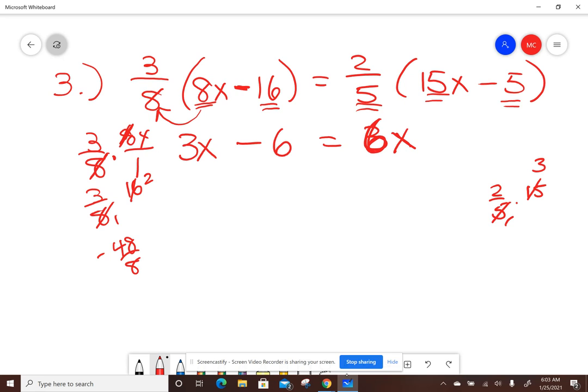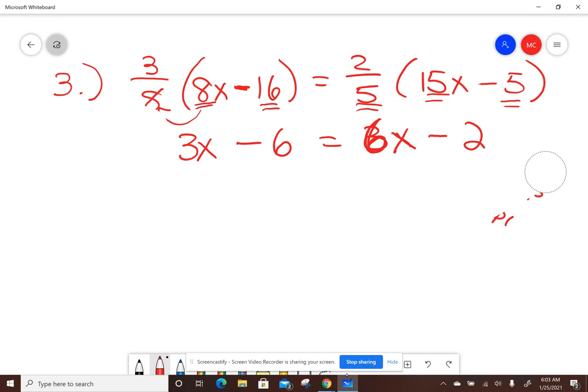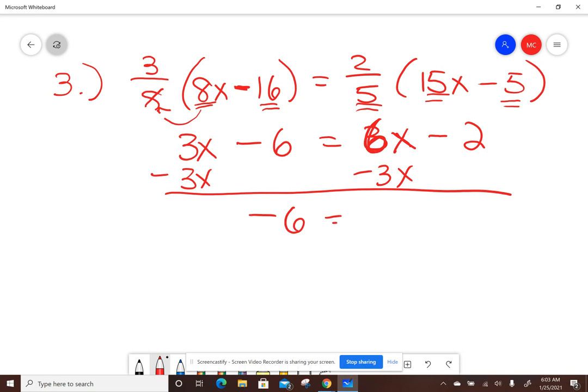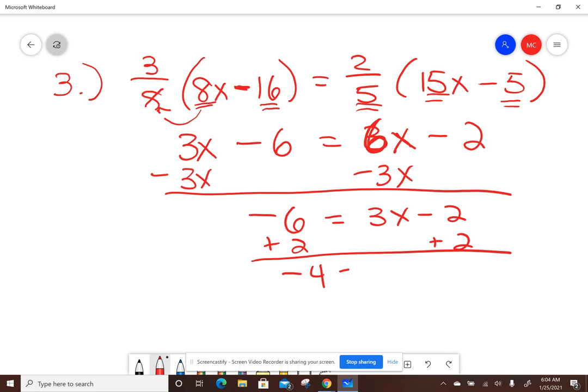And 2/5 times negative 5 is negative 2. Okay, so by distributing, notice it cleared the equation of fractions. And that was the easiest way to do it. Now, I'm going to subtract 3x from both sides. And I get negative 6 equals 3x minus 2. I'm going to add 2 to both sides. Negative 4 equals 3x. Divide by 3, divide by 3. x equals negative 4/3.